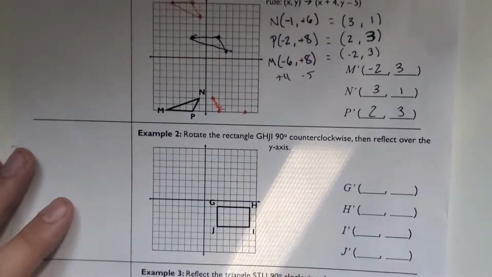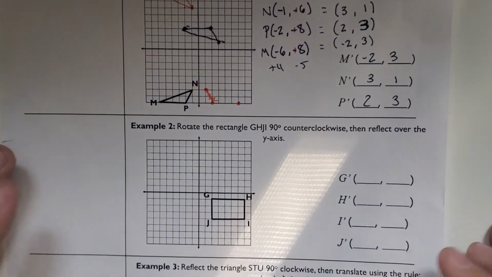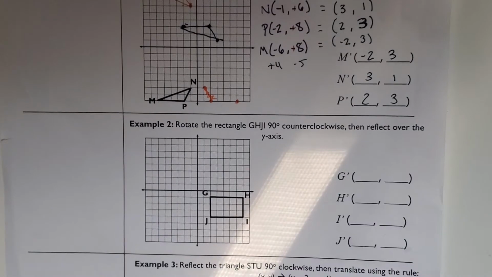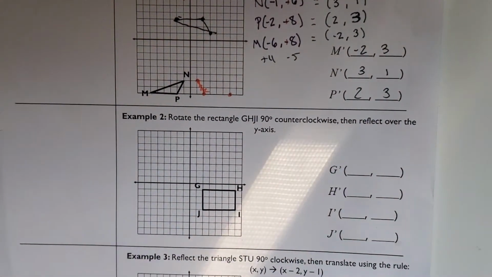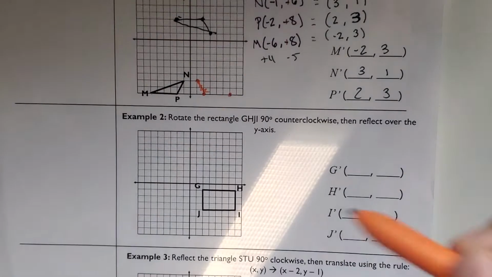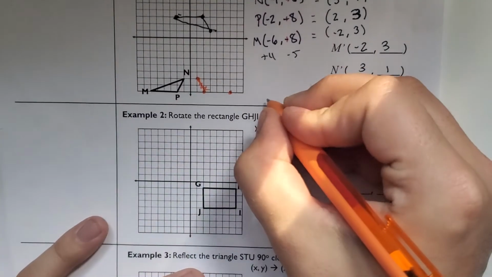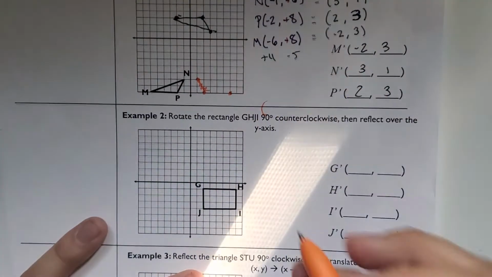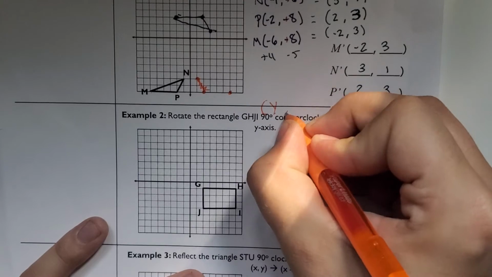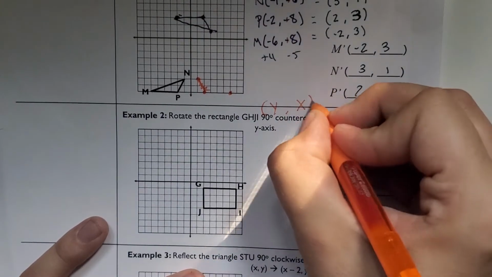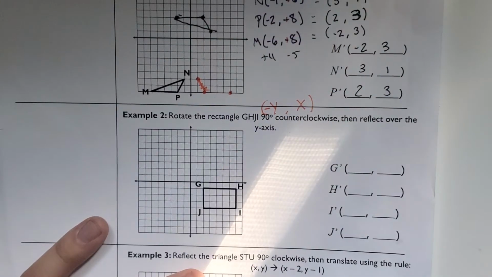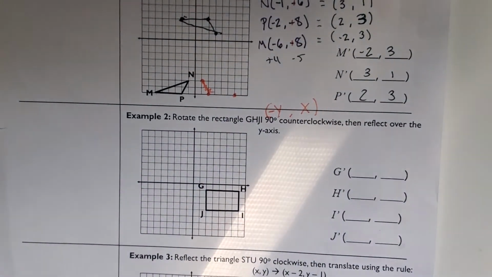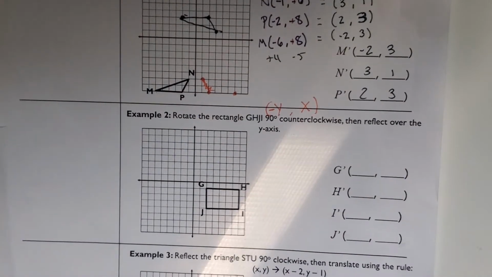So if you take a look at this next one, they said they want us to rotate rectangle GHJI 90 degrees counterclockwise, then reflect it over the y-axis. So I know that my rule when rotating 90 degrees counterclockwise is that my x and my y are going to change places. And when it goes counterclockwise, I know that my y's are going to become negatives. So I can take these original points and we can apply this rule to them.